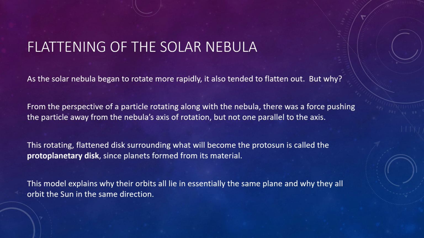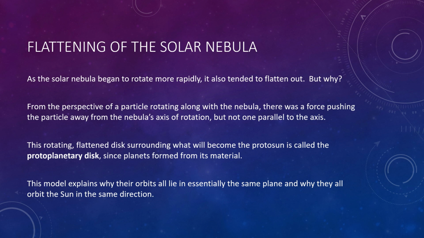This apparent force was directed opposite to the inward pull of gravity. So gravity is pulling in, and they feel this apparent force outward. And so it tended to slow down the contraction of material toward the nebula's center. But there was no such effect opposing contraction in a direction parallel to the rotational axis. So basically what this is saying is that after 100,000 years of its first formation, when it first started to contract, it had developed a structure with a rotating and flattened disk surrounding what would have become the protosun.